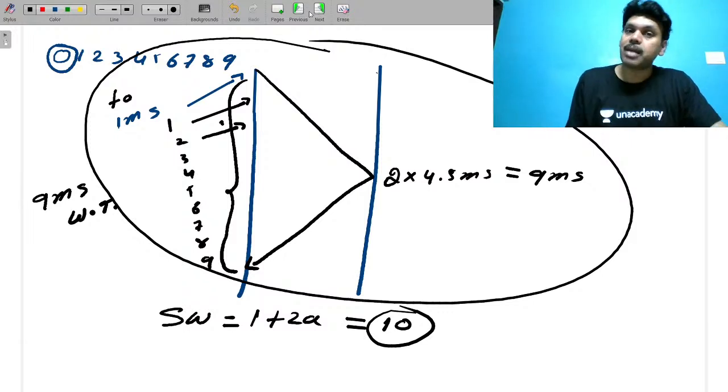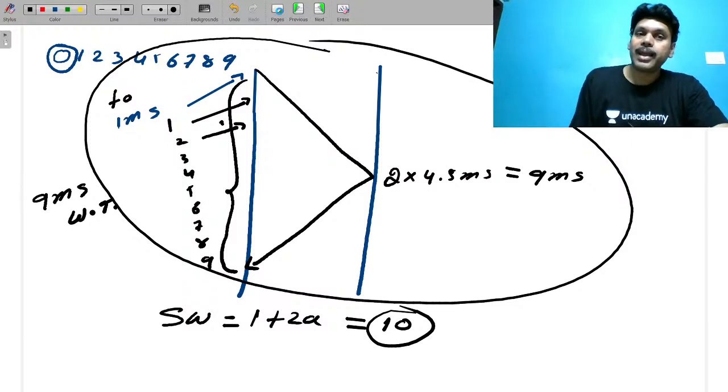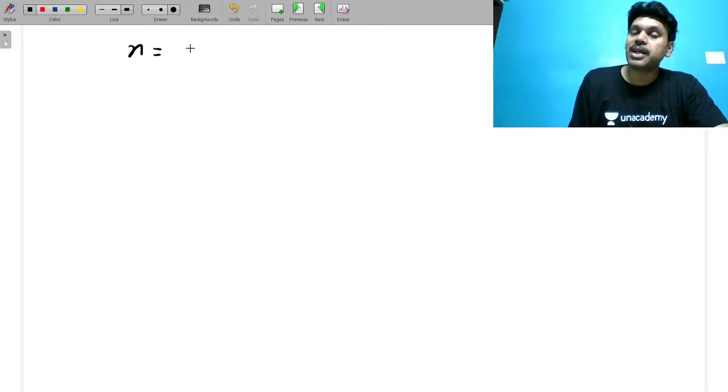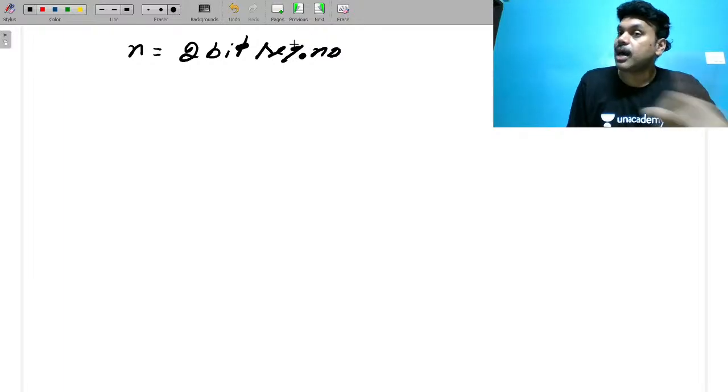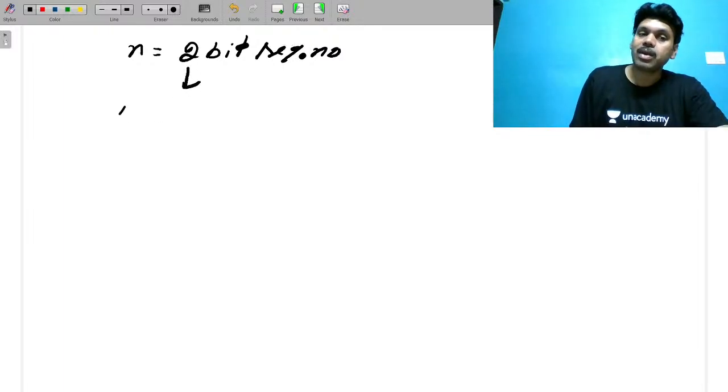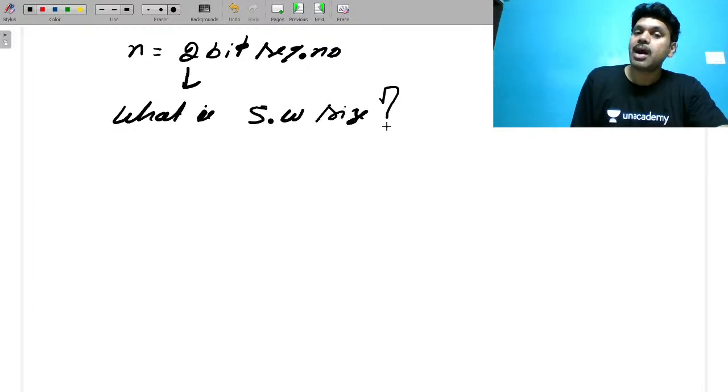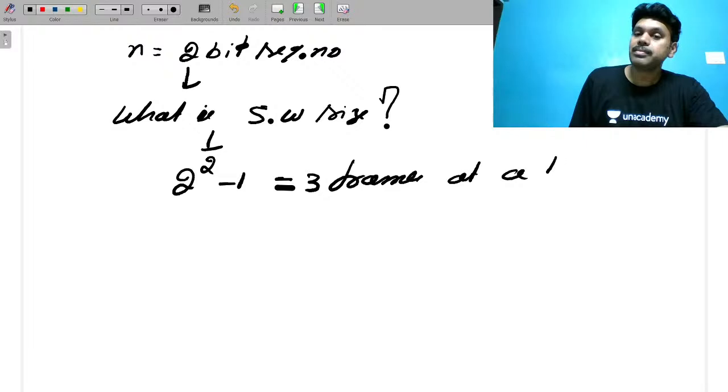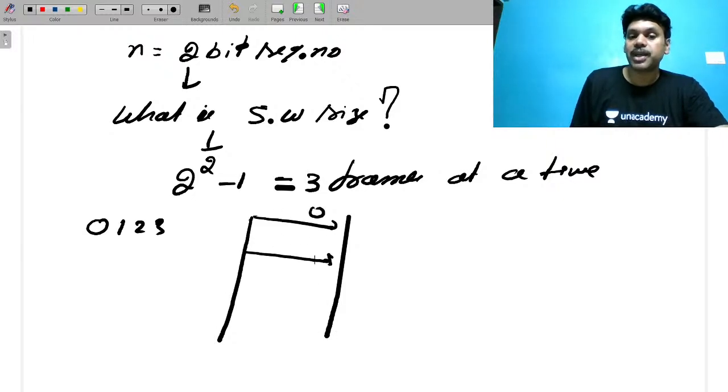If I say another example, according to the previous example only, I am taking n is equal to 2-bit sequence number. I am not saying TT, I am not saying TP. Directly I am asking, what is sender window size? Our answer is 2 power 2 minus 1, which is nothing but 3 frames at a time. You can send at a time 3 frames only. That means frame 0, frame 1, frame 2 and frame 3.